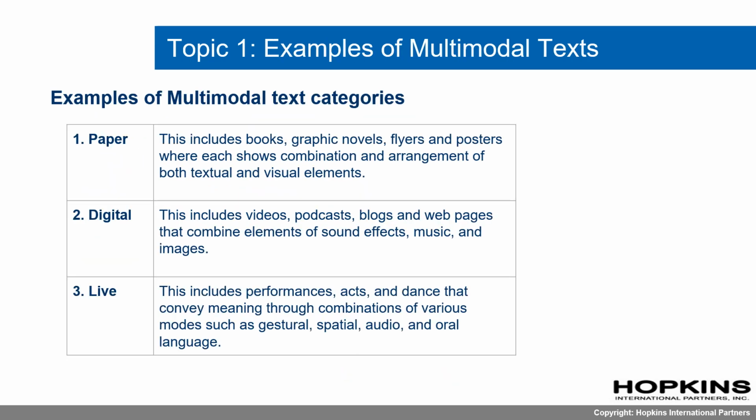Examples of multimodal text categories. Here are some categories or groups of multimodal texts. 1. Paper. This includes books, graphic novels, flyers and posters where each shows combination and arrangement of both textual and visual elements. 2. Digital. This includes videos, podcasts, blogs and web pages that combine elements of sound effects, music, and images. 3. Live. This includes performances, acts, and dance that convey meaning through combinations of various modes such as gestural, spatial, audio, and oral language.